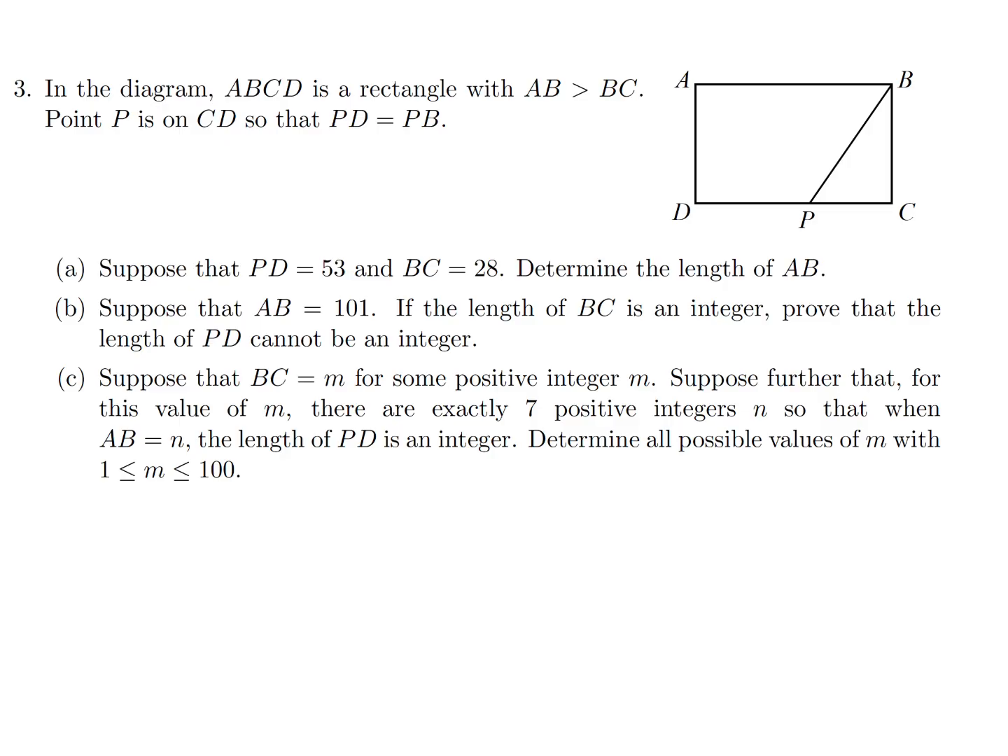In the diagram, ABCD is a rectangle with AB greater than BC. P is on CD so that PD is equal to PB. Suppose that PD is 53 and BC is 28. Determine the length of AB.